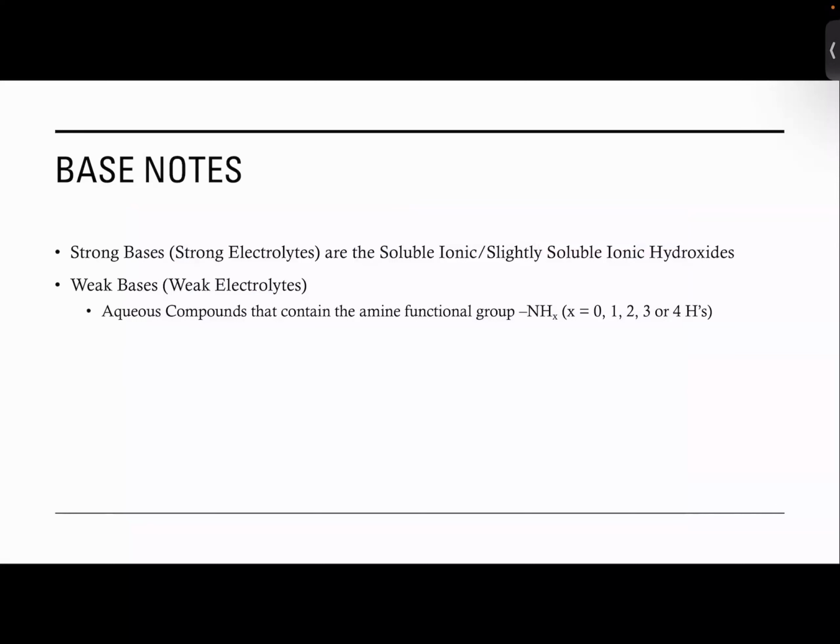So strong bases are soluble ionic compounds, or the slightly soluble ionic hydroxides. Your weak bases are going to be your amines. You can have 0 to 4 hydrogens on that nitrogen, and it counts as a weak base. Questions?